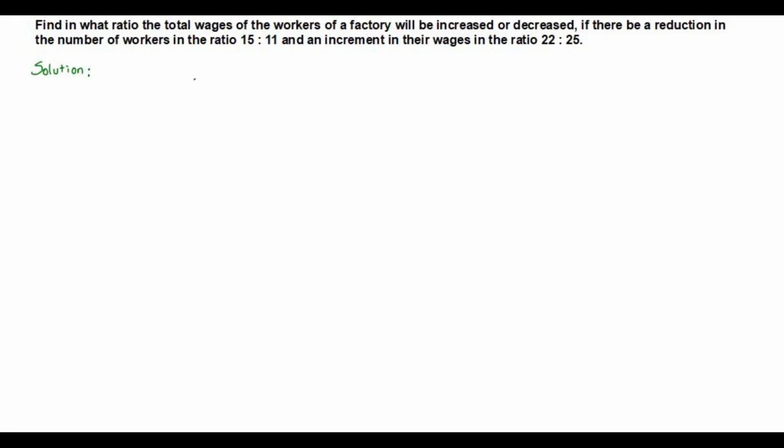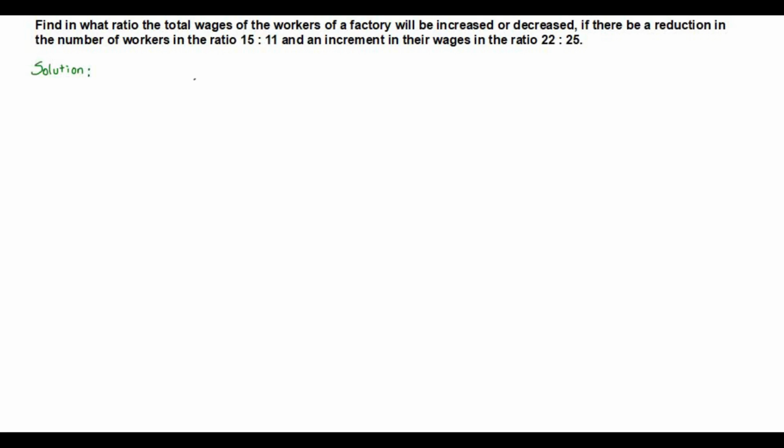Here we have a word problem on ratio. Let's read the question carefully to understand the information given. Find in what ratio the total wages of the workers of a factory will be increased or decreased if there be a reduction in the number of workers in the ratio 15:11 and an increment in their wages in the ratio 22:25. When we read the question, we can understand two pieces of information very clearly.